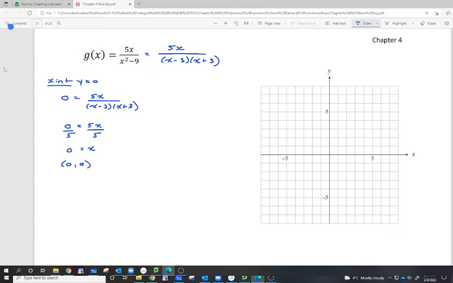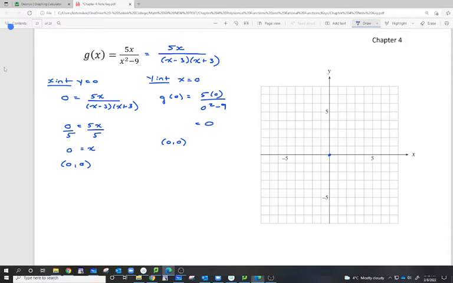Now guess what? When your x-intercept is (0, 0), what's your y-intercept going to be? Let's solve it. I get g at 0 equals 5 times 0 over 0 squared minus 9, which is 0 over negative 9, which is 0. If your x-intercept is 0, your y-intercept is 0 as well. So we'll plot that point.